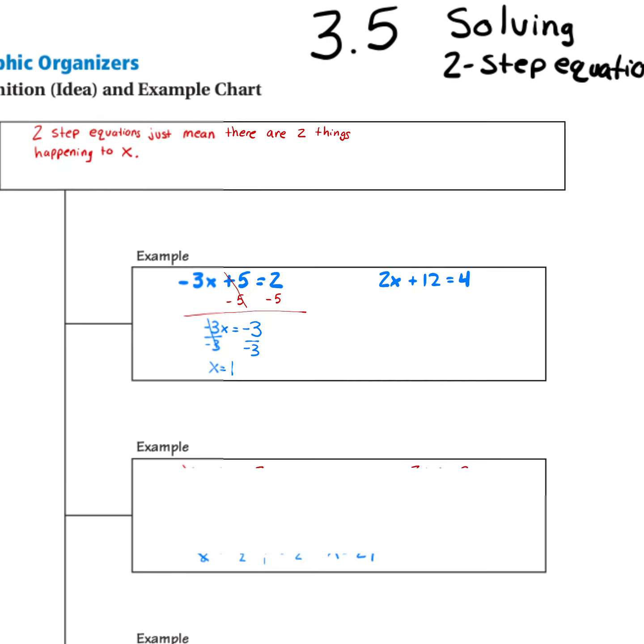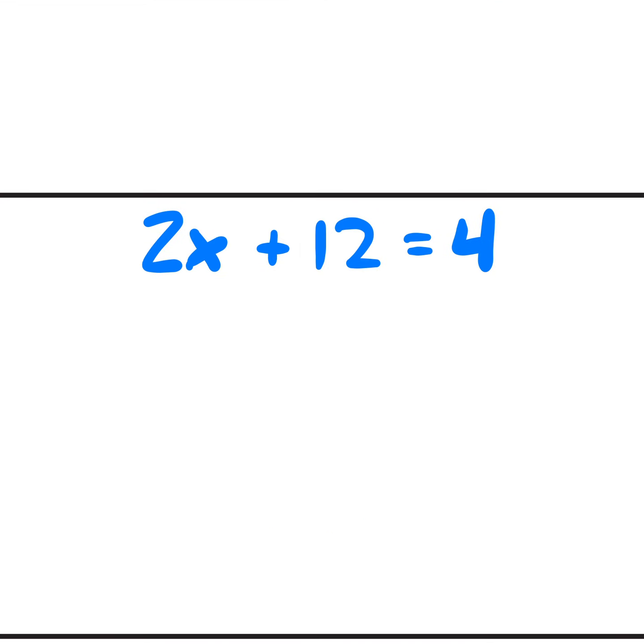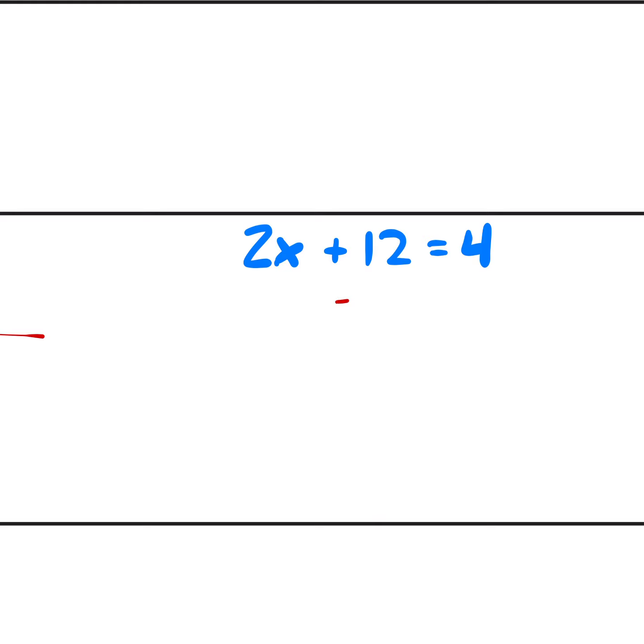Okay. Now, same thing that we just did over here. We have to get rid of the addition problem first. Order of operations usually says multiplication, division, but now we're going to do the addition and subtraction first. So to get negative 12 to go away, we would subtract 12 from both sides.